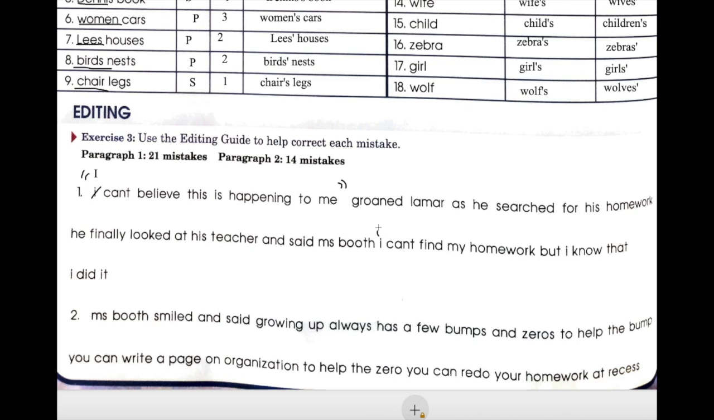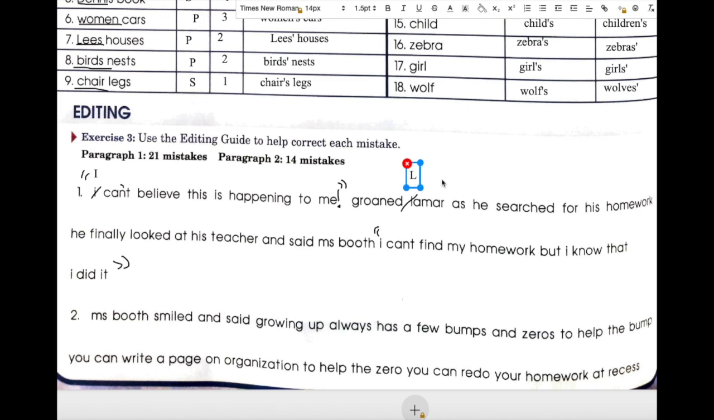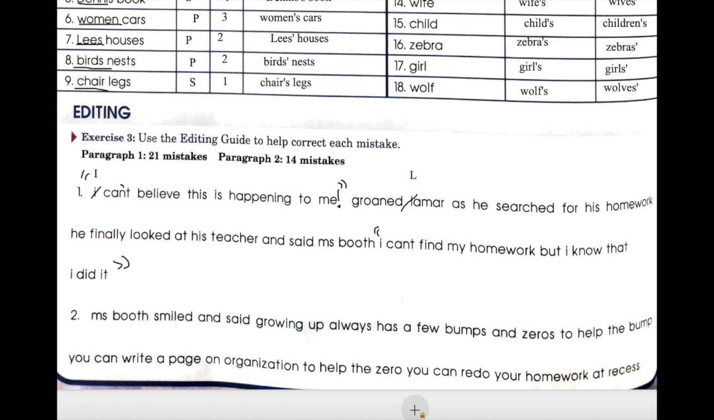And then we have more dialogue over here. Can't, we need to put an apostrophe in there. It's a contraction. I can't believe this is happening to me. You could put a comma. I'm going to put an exclamation point because he was probably exclaiming this, showing strong emotion. Groaned Lamar as he searched for his homework. Put a period at the end. In that sentence, he, we need to capitalize he because we have a new sentence here.